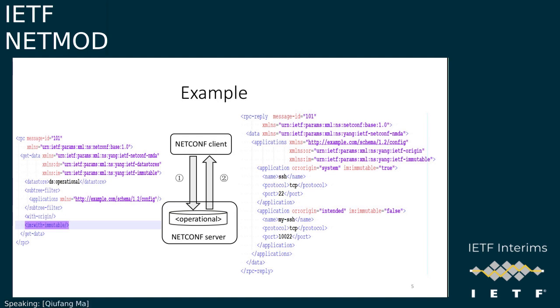Yes, I think currently we define that if a list entry is immutable, then all of its children cannot be created, modified, and deleted. And also the children will inherit the immutability from its parent node. So this is currently what we have defined. But whether we want to change the order of a specific application entry, maybe that needs to be protected by the immutability. That's something that maybe needs more discussion.